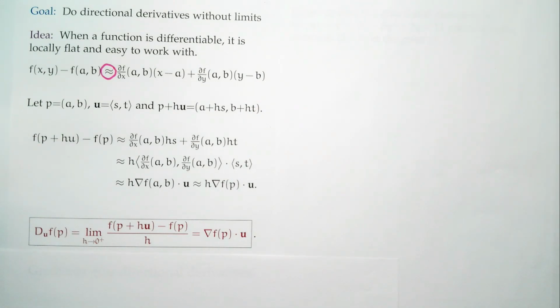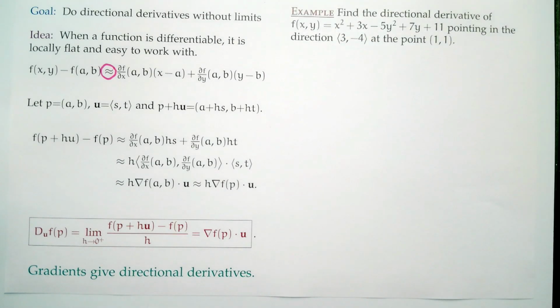Which means that directional derivatives are nice. They're simple. It comes down to the gradient. You find the gradient, dot it with the direction that we need to go. And there you go. That's how you find directional derivatives. Good. Well, that doesn't sound so bad. Let's try some examples.